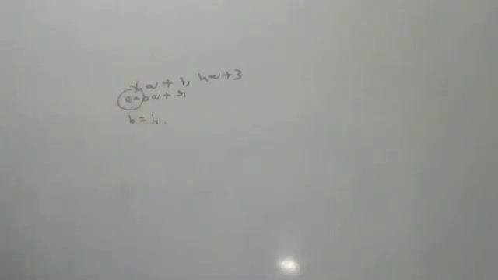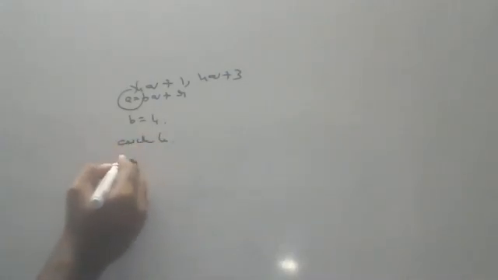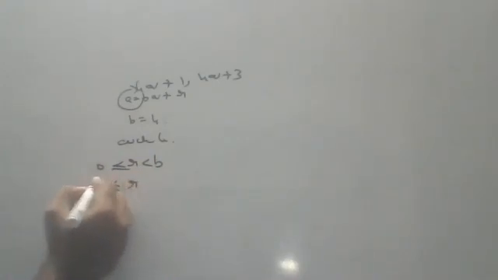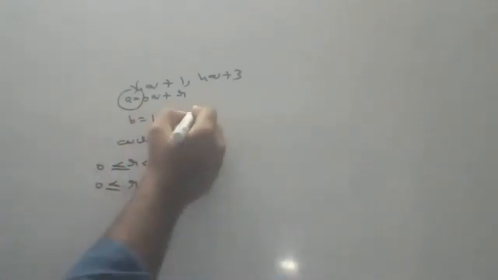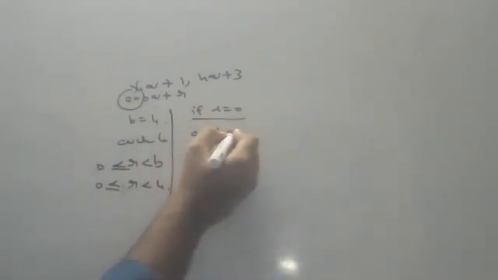According to Euclid's lemma, you should write the statement. According to Euclid's lemma, the remainder lies between 0 and b. The remainder lies between 0 and 4. If r is equal to 0, what can we write? a is equal to 4q plus 0.